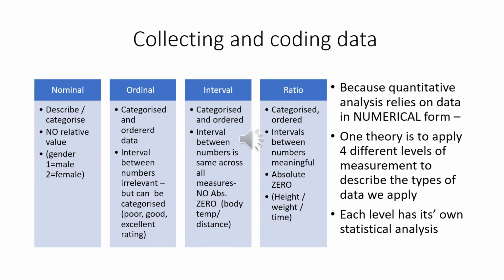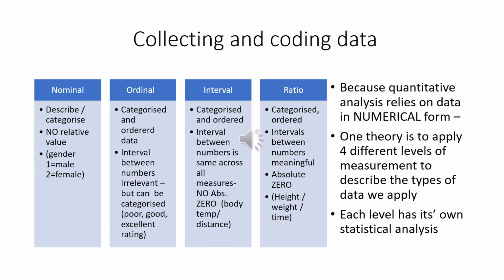Interval data gives us even more meaning as well. This one actually does not have an absolute zero. So what it does is it gives you categorized, ordered data. There are intervals between each and every score which mean the same. Body temperature, for example, distance, for example. They will give the reader an idea about what the differences are, not just necessarily between each number, but between each and every single number consecutively.